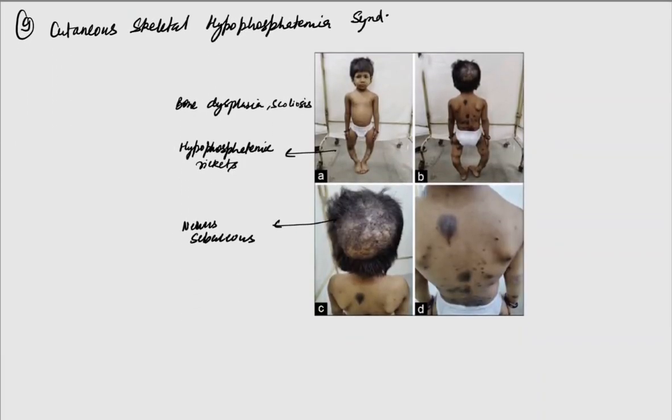The last disorder is cutaneous skeletal hypophosphatemia syndrome. Here there is nevus sebaceous and hypophosphatemic rickets and other bone dysplasia such as scoliosis.